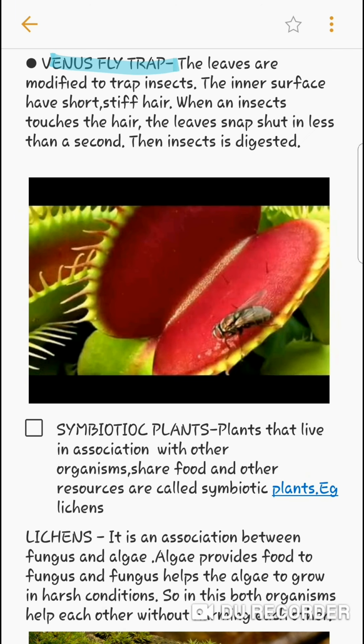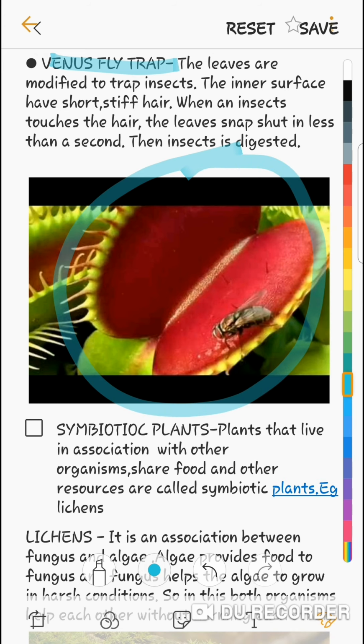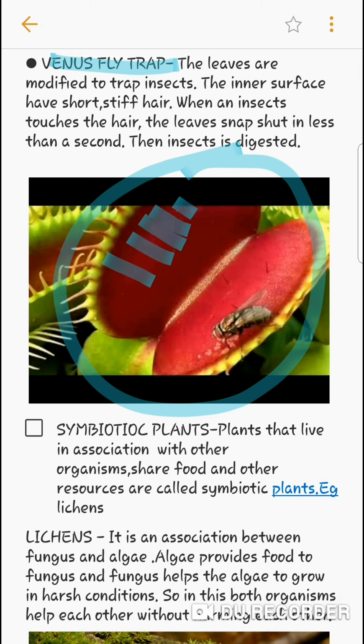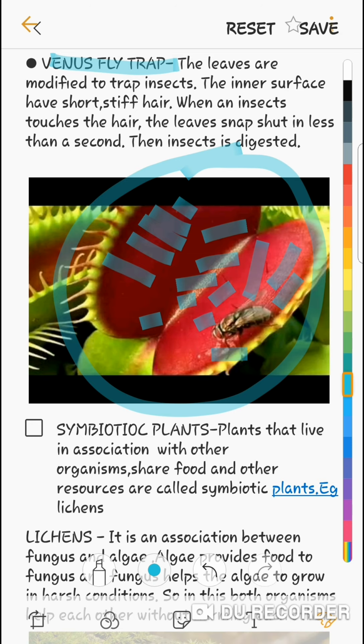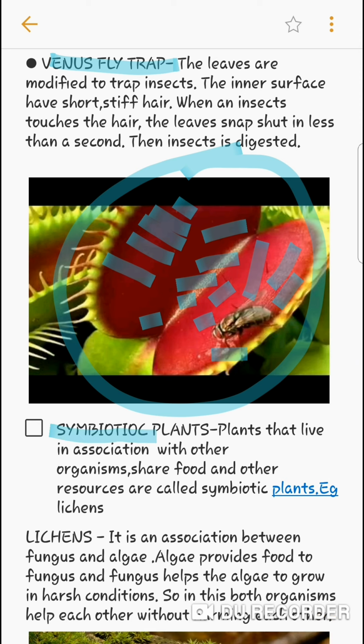Venus flytrap. The leaves are modified. This is a modified leaf, again to trap insects. The inner surface has short, stiff hairs. When an insect touches the hair, the leaves snap shut in less than a second. Then the insect is digested.